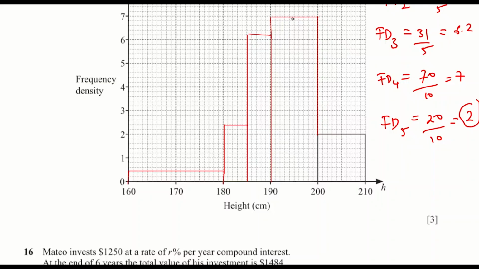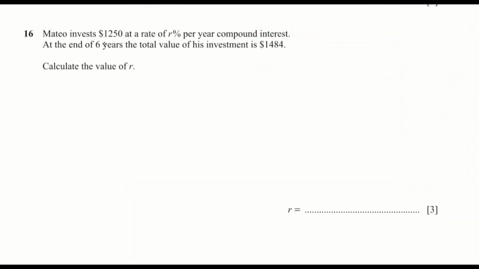So let's go to the next question, question 16. Matthew invests $1,250 at a rate of R% per year compound interest. At the end of 6 years, the total value of his investment is $1,484. Calculate the value of R. Let's write the principal equals 1,250, then the rate equals R%, which equals 0.01 R like this.